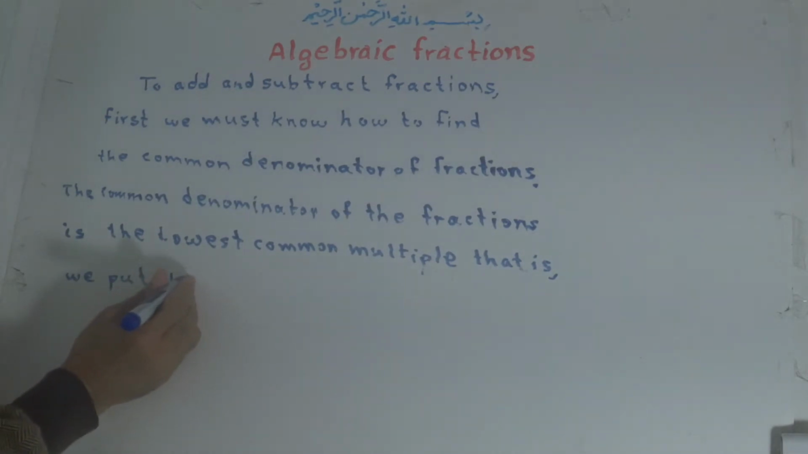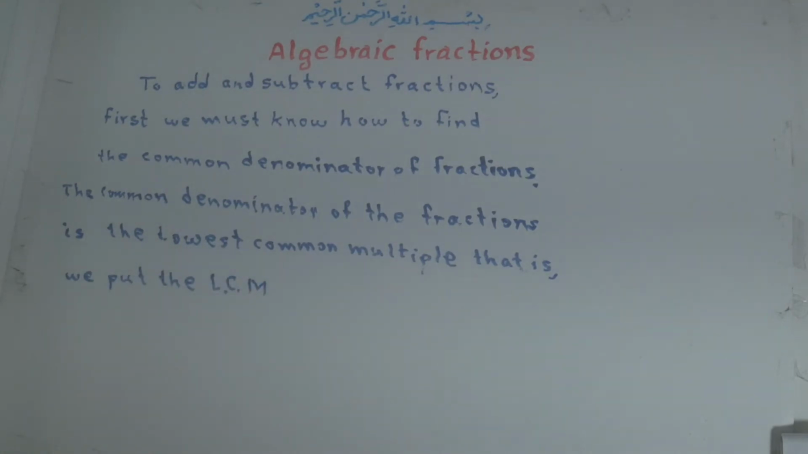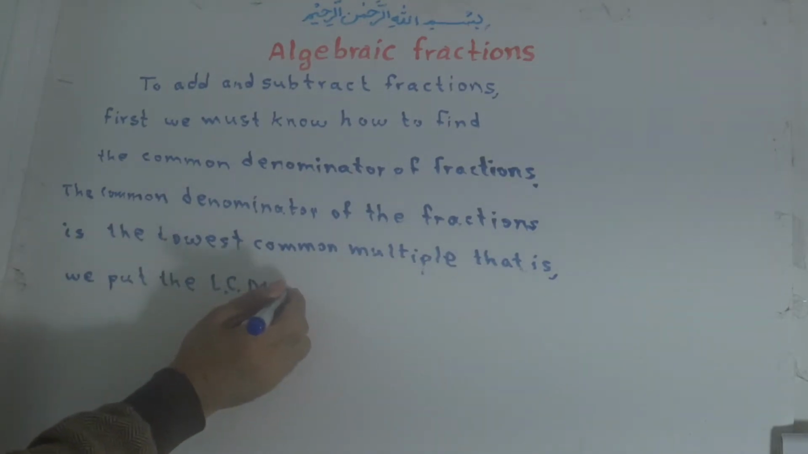Instead of lowest common multiple, we can write LCM, the lowest common multiple. We put the lowest common multiple as common denominator.